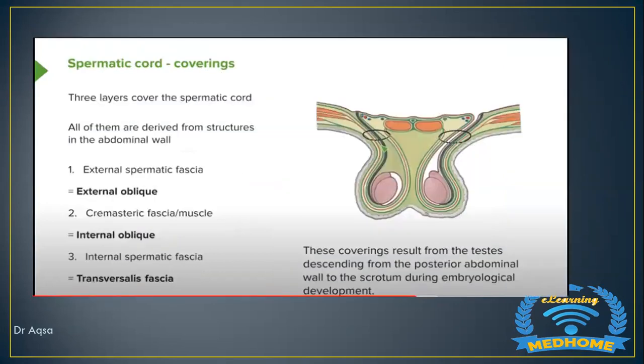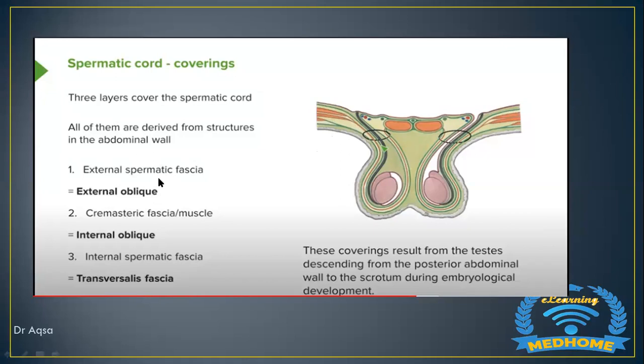Now, what is the spermatic cord and what are the layers of the spermatic cord? So there are 3 layers of the spermatic cord. All of them are derived from the structures in the abdominal wall. So if you look here, this whole is the spermatic cord, and these are the 3 layers. We have the external spermatic fascia, we have the cremasteric fascia, and we have the internal spermatic fascia.